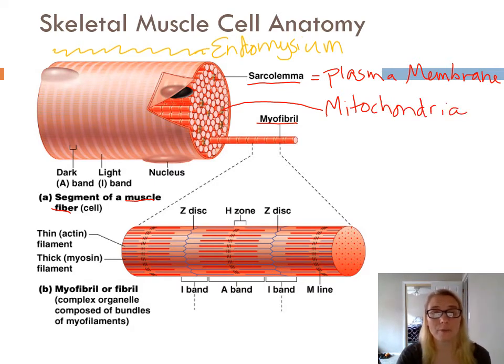Skeletal muscles have a lot of mitochondria, and if you can think back to what we learned about them in chapter 3, mitochondria make ATP. So this is the fuel, this is the gas station, if you will. This is where the ATP comes from.